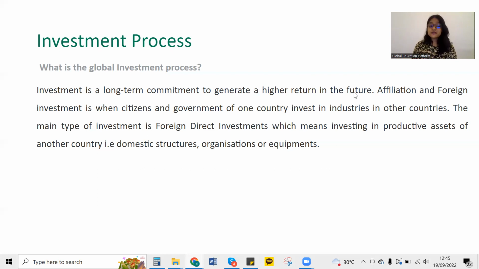The main type of investment is foreign direct investment, which means investing in productive assets of another country, that is domestic structures, organizations, or equipment, and so forth. Opening up a factory in a different country, building up maybe even a retail store, and so forth. It's called foreign direct investment.